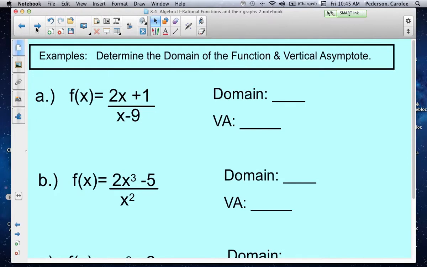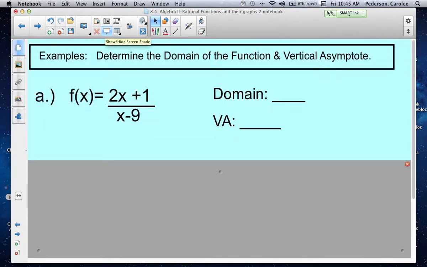Here's more of what you're going to see in your homework today. We're going to ask you to find 4 things: the domain of the function, the vertical asymptote, the horizontal asymptote, and if there's a hole in the graph. I'm going to start off with just 2 of the items. In these examples, we want you to identify the domain of the function, what can go into the function for x, and then what is the vertical asymptote.